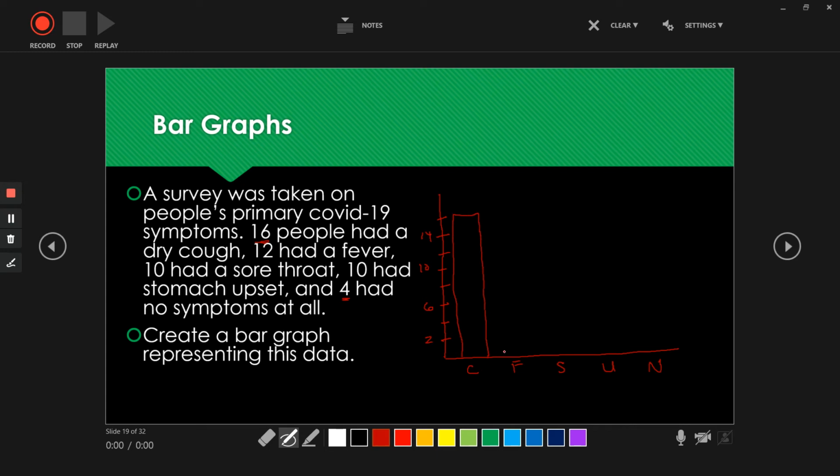Okay. So you have 16 people with a cough, so we draw our bar. 12 people with a fever, so draw the bar. 10 with a sore throat, and 10 with an upset stomach, and 4 have no symptoms at all. Okay?